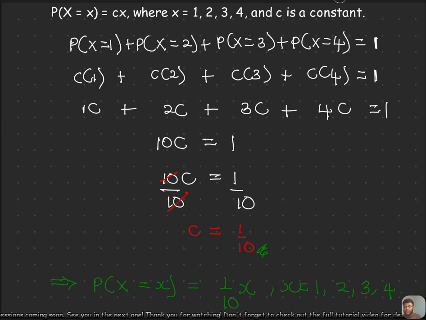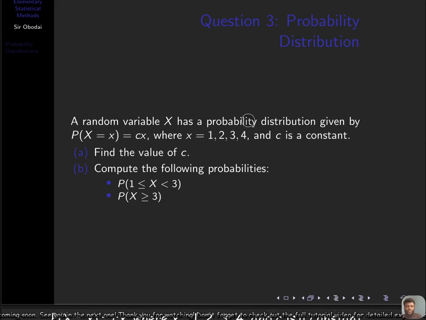Alright, so let's look at the next question. The next question says we have to compute the probability when our random variable is greater than or equal to 1, but less than 3. Greater than or equal to 1 but less than 3.